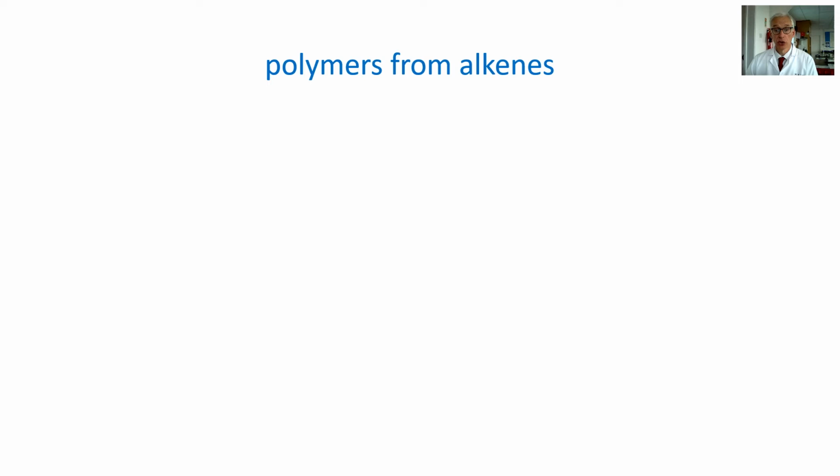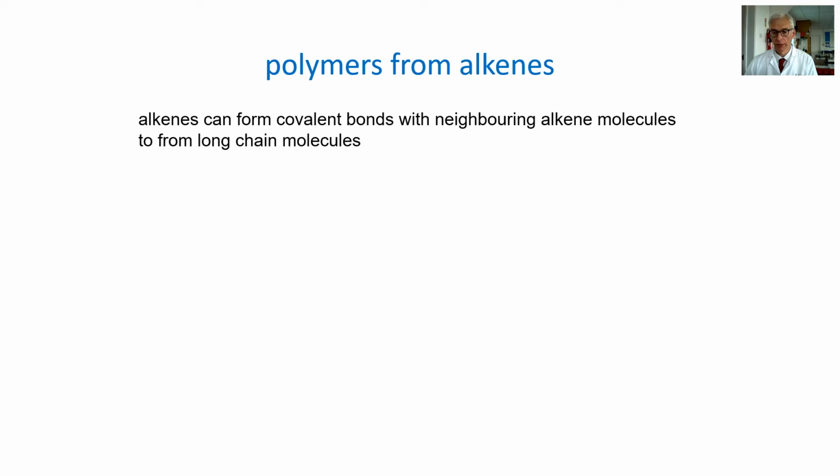So an introduction to alkene polymers. Alkenes can form covalent bonds with neighbouring alkene molecules. Those reactions result in some long chain molecules, which of course we call polymers. So we might represent that as n ethene, meaning a large number of ethene molecules will form the polymer polyethene. The vocabulary there would be monomer for ethene and polymer for polyethene.